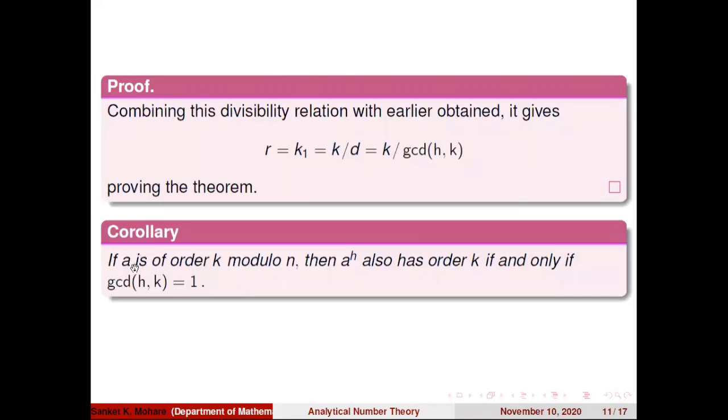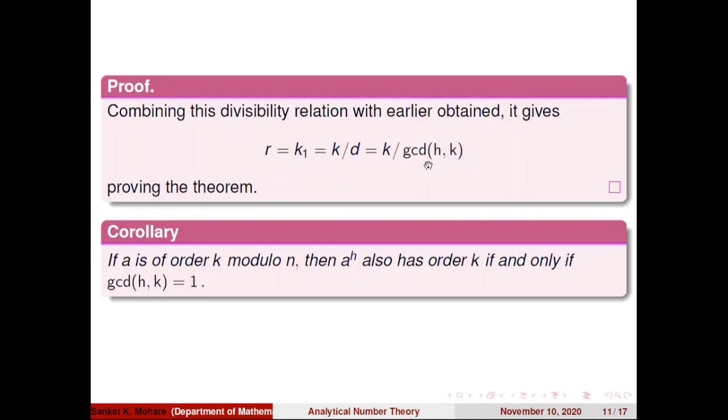Now the corollary. Now what we obtain here, order of A to the power H is equal to K upon GCD of H comma K. Suppose this H and K are co-prime, meaning GCD of H comma K is equal to 1. Then in this condition, K upon 1 is equal to K. So in this case, R becomes K, meaning R equals K.